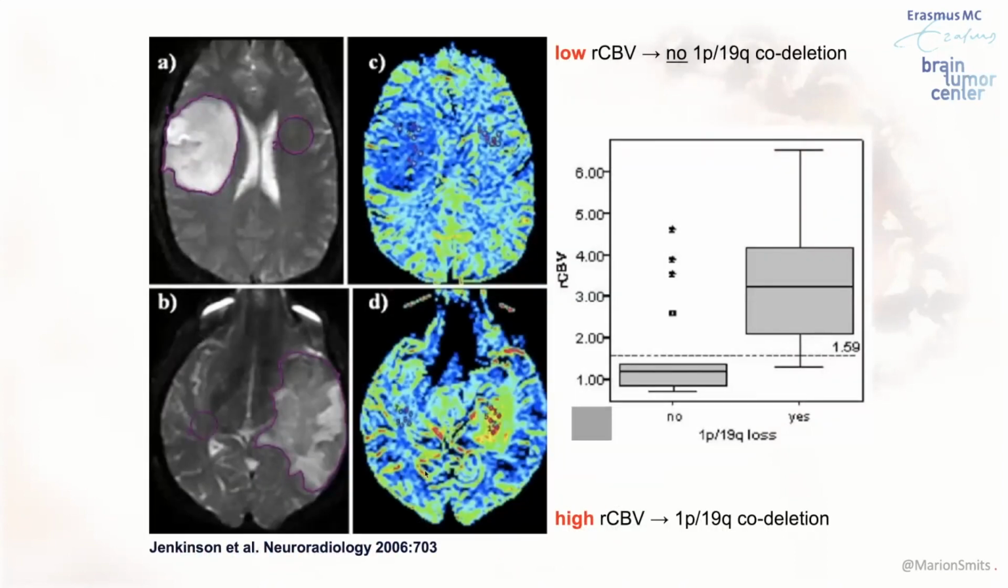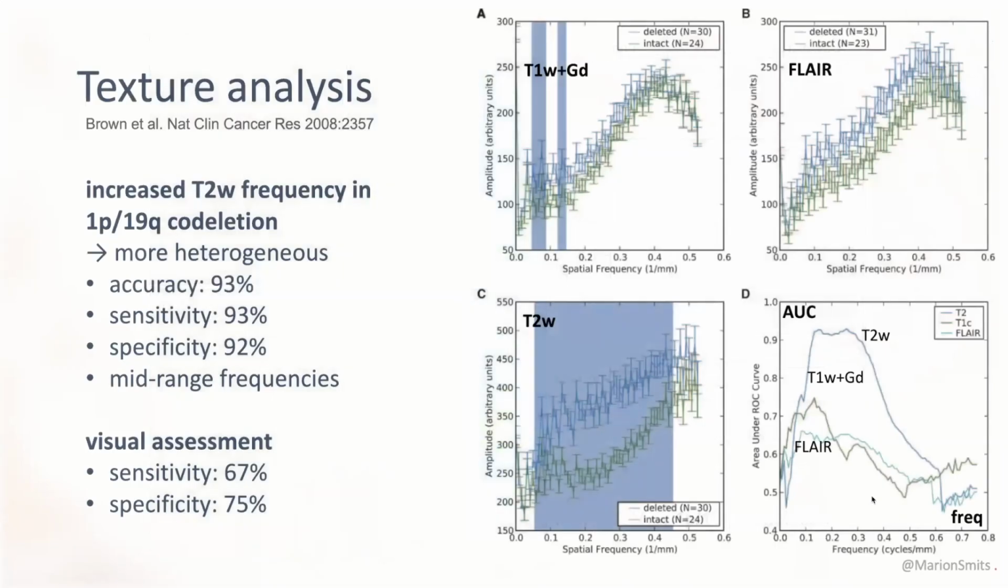Also, what we see is that these tumors, these 1p19q codeleted tumors, tend to have a somewhat higher perfusion. They have their own vascularization compared to the non-codeleted tumors. And of course, if you want to quantify the heterogeneity, we can use texture analysis, and you can see for the codeleted tumors versus the intact tumors that there is a nice separation on the T2 weighted images, which was much better in accuracy compared to the visual assessment.